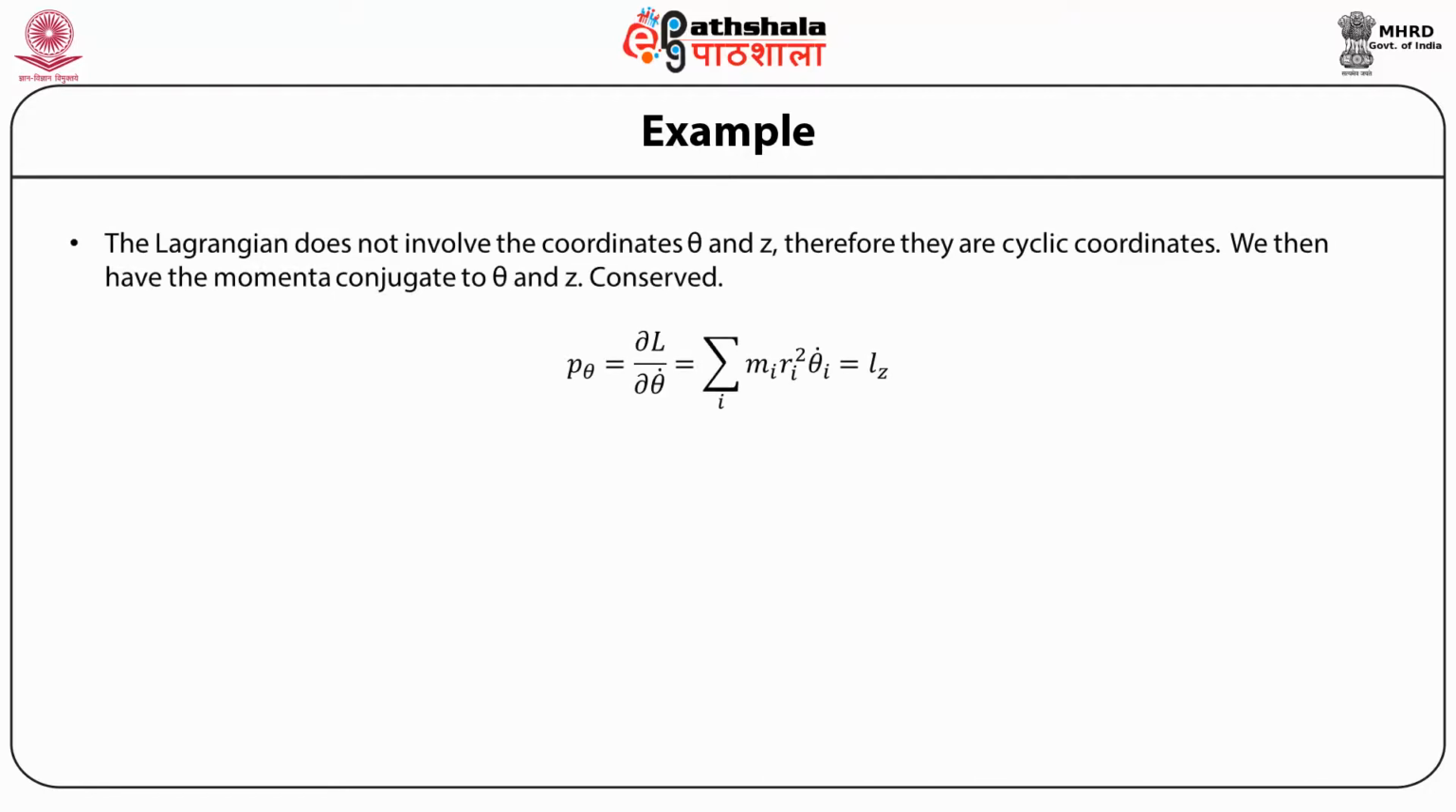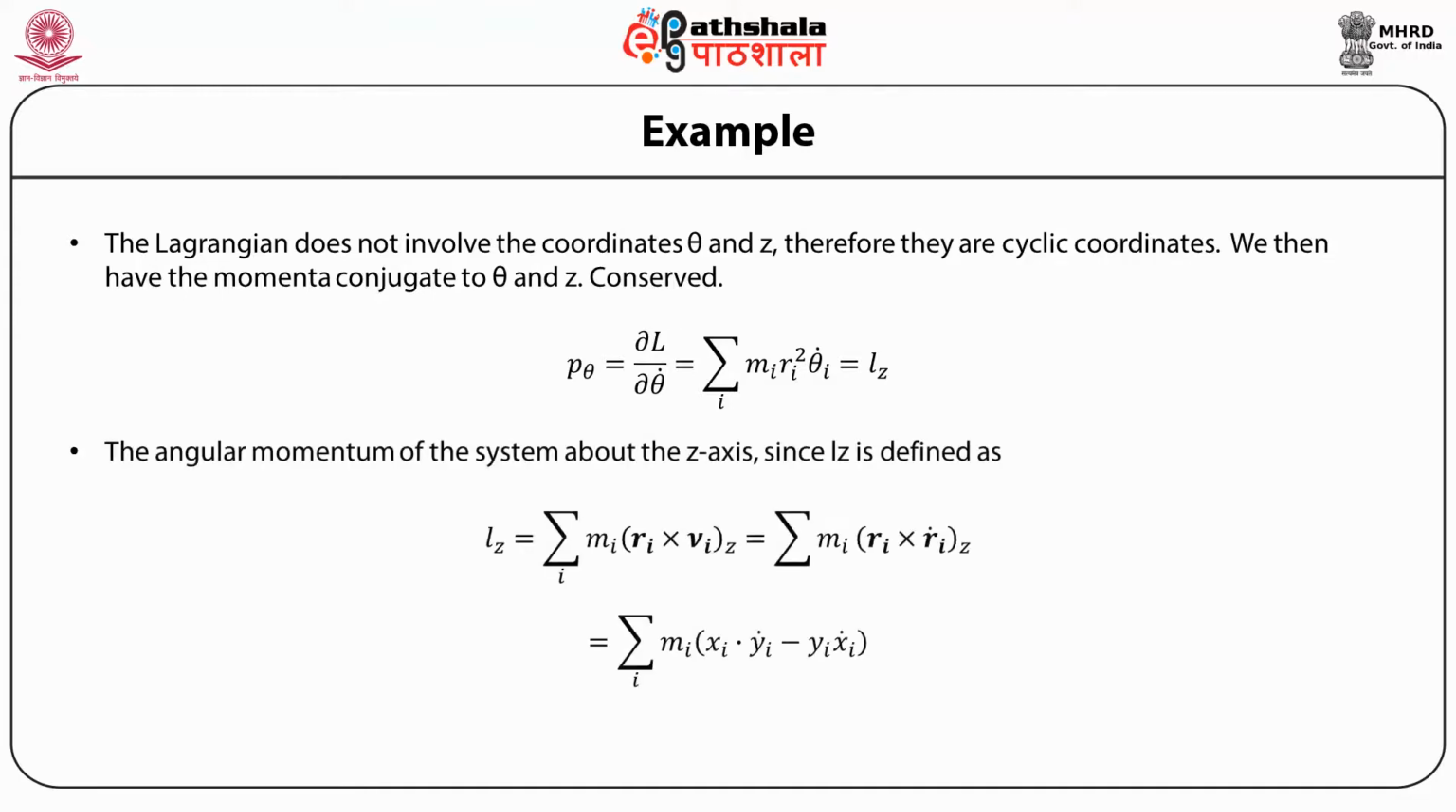The Lagrangian does not involve the coordinates theta and z. Therefore, from the expression of the Lagrangian, we immediately see that theta and z are the cyclic coordinates. Therefore, the momenta conjugate to theta and z are conserved. So, the momentum conjugate to theta is p_theta = ∂L/∂θ̇, which can be easily calculated, is Σ m_i r_i² θ̇_i, which is equal to the z component of the angular momentum. That is the angular momentum of the system about the z-axis.